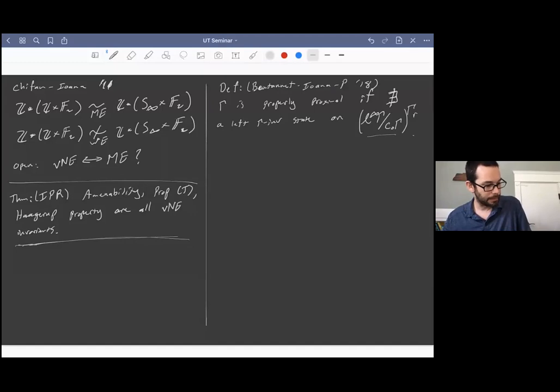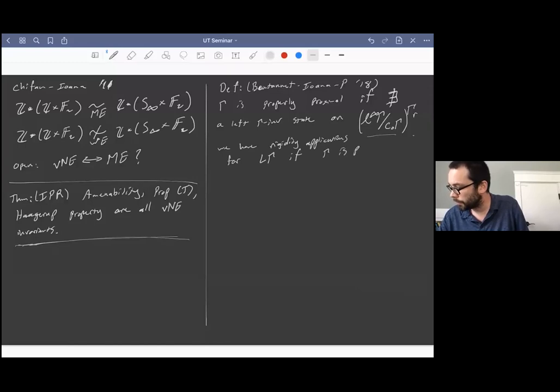We were interested in this because we have rigidity applications for the von Neumann algebras L gamma if gamma is properly proximal. Specifically, we could show, for instance, that L gamma doesn't have a weakly compact Cartan subalgebra, if you know what that is, and things like this. So this is why we were interested in this notion, why we developed it.